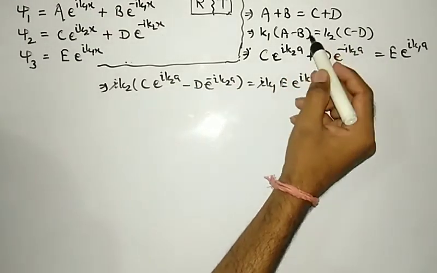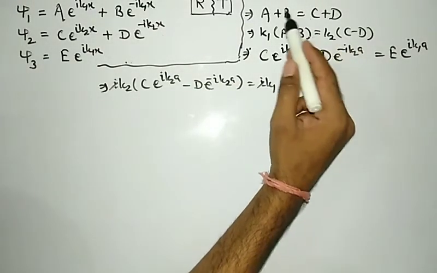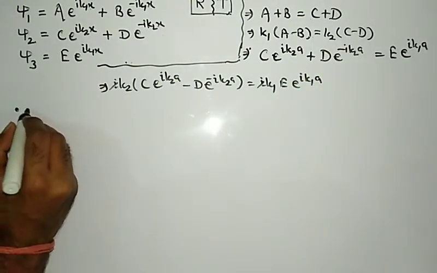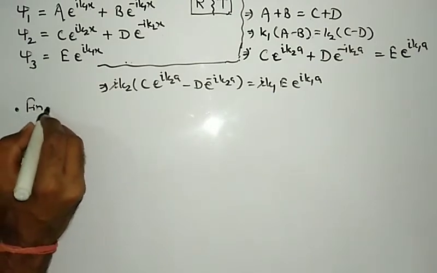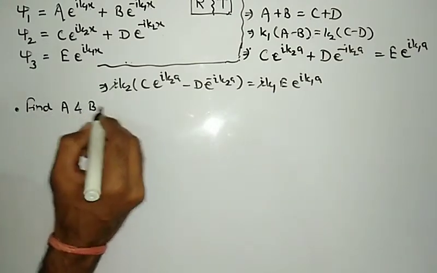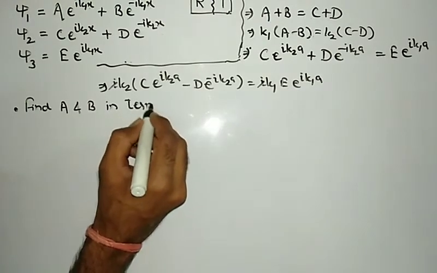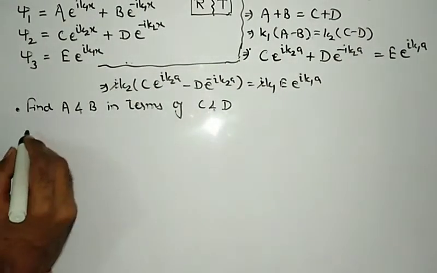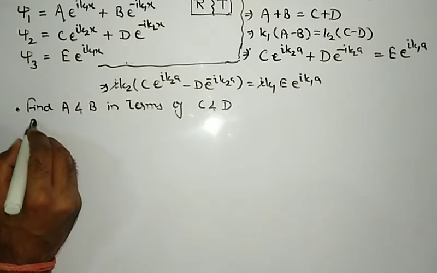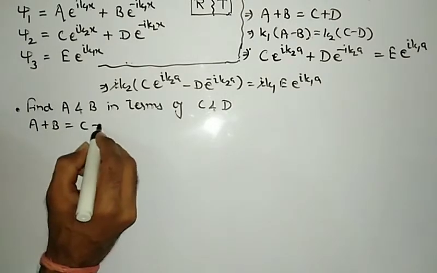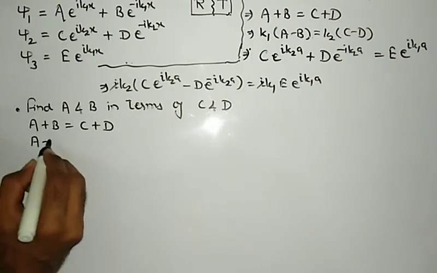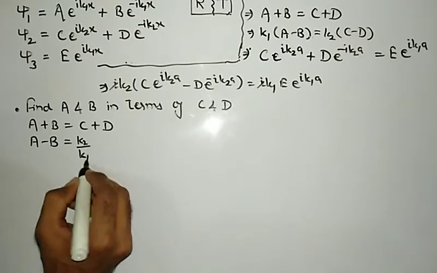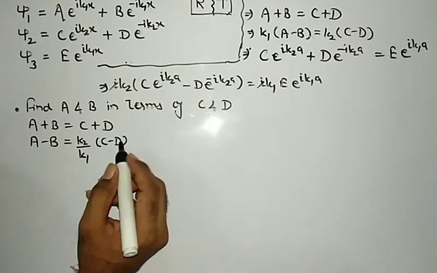Now writing first these two equations to solve A and B in terms of C and D. First, find A and B in terms of C and D. For this, consider A plus B is equal to C plus D and A minus B, yes, K1 will shift here, so K2 by K1, C minus D.